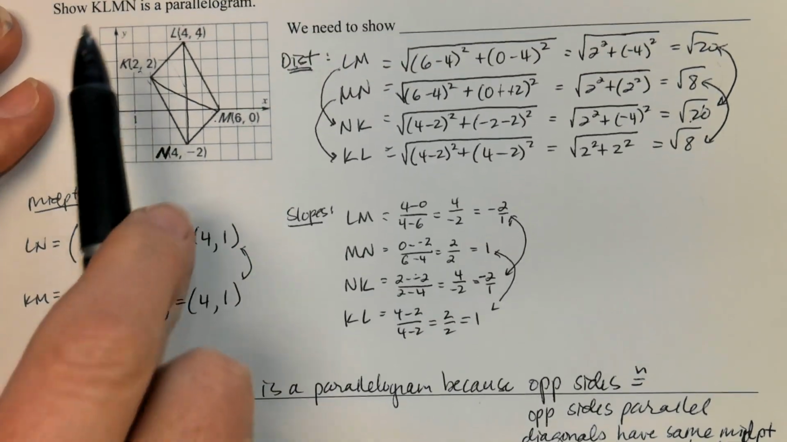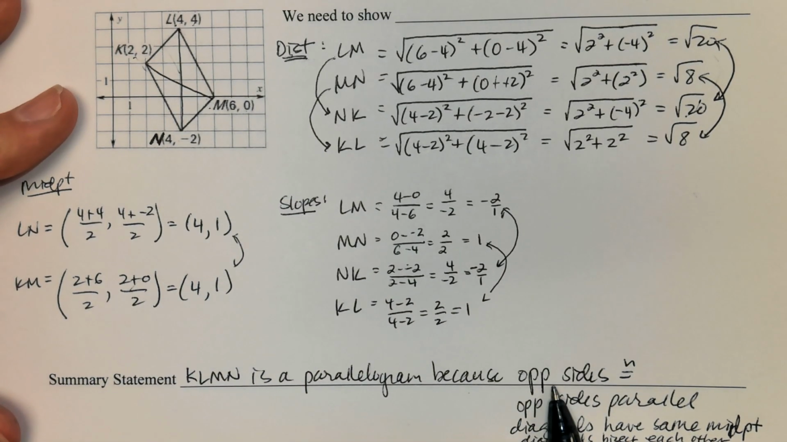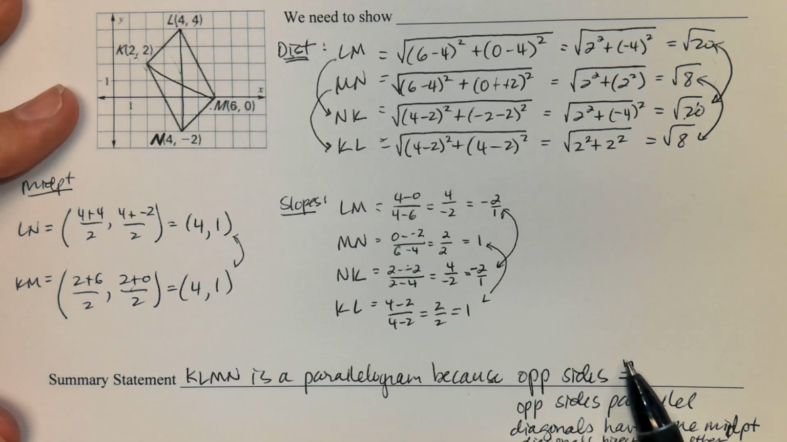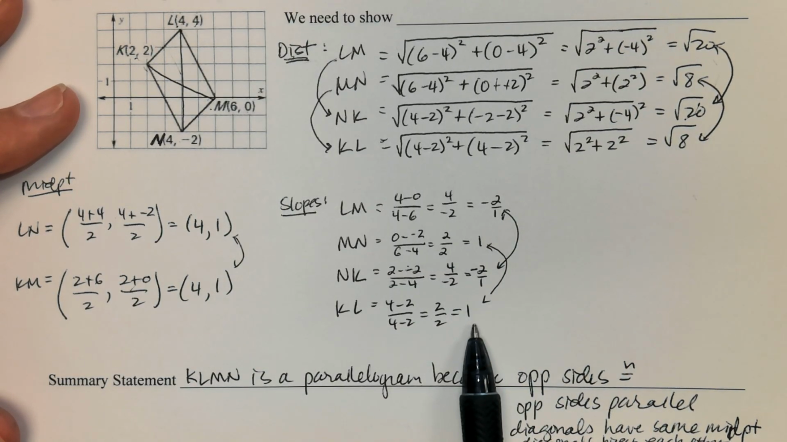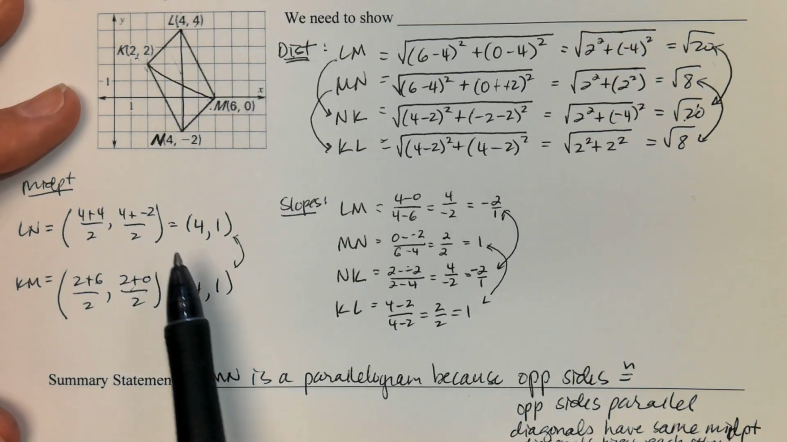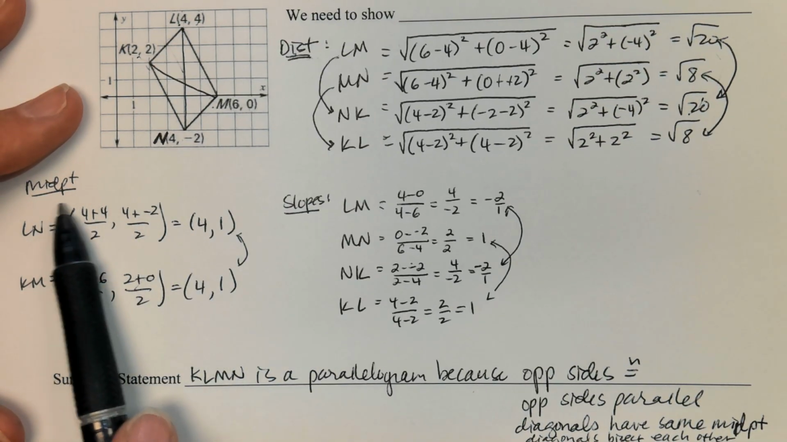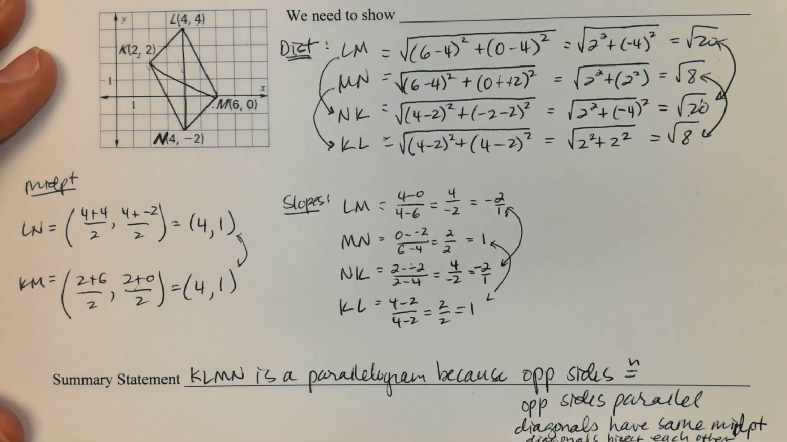You summarize what we were trying to prove. KLMN is a parallelogram because, and then just tell me what you did. Opposite sides were congruent, opposite sides were parallel. You could say opposite sides had the same slope. You could say opposite sides had the same distance. You could say diagonals had the same midpoint. Just say what formula you used and what happened.